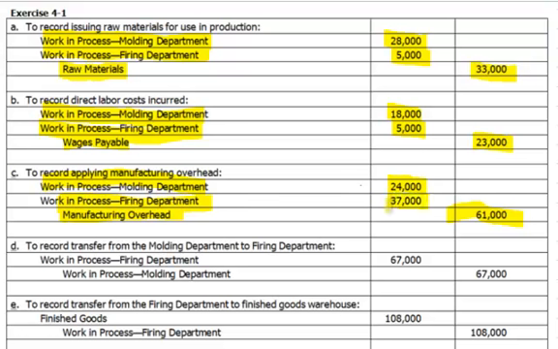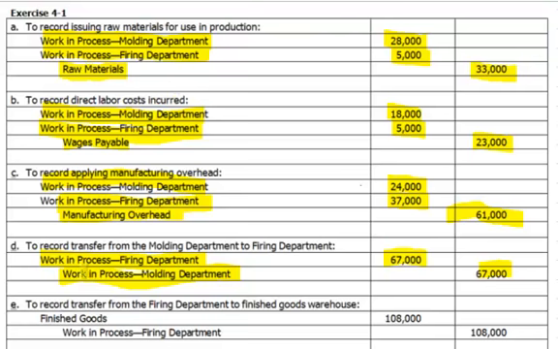In transaction D, we're going to record the transfer from the molding department to the firing department. These are units that are complete as far as the molding department is concerned. When they leave the molding department, we credit work in process for the molding department for the $67,000, and when they enter the firing department, we debit work in process for the firing department for $67,000.